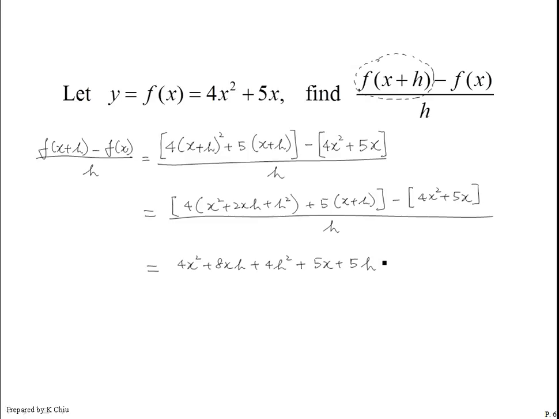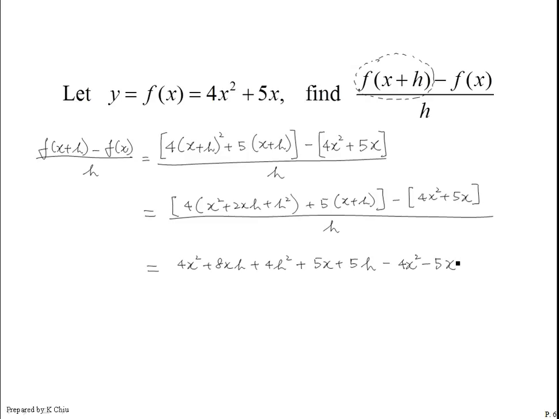Simultaneously, I remove the bracket. Can I remove the second bracket, just simply wipe it off? Can I do that? What do I need to do? Whenever you subtract a polynomial, you have to change sign when you remove the parentheses. So that would become minus 4x squared minus 5x.